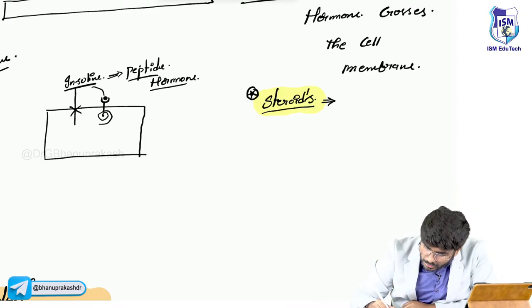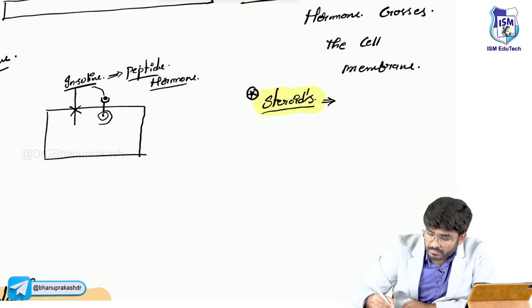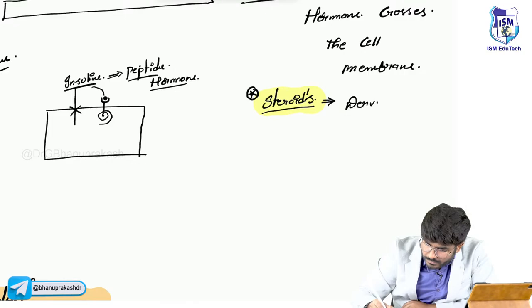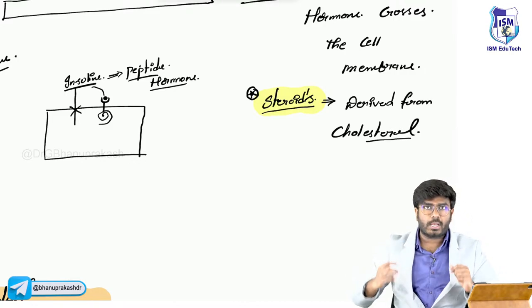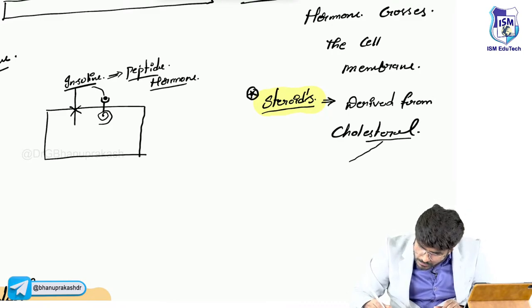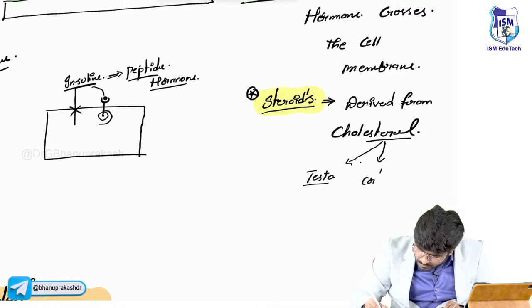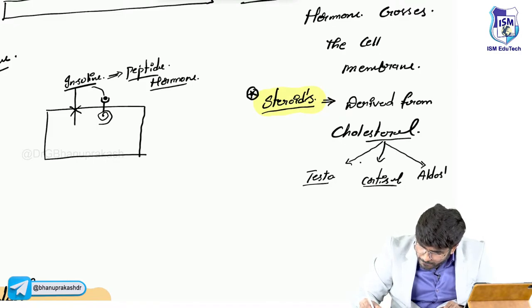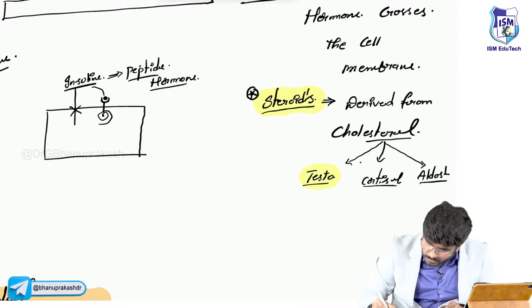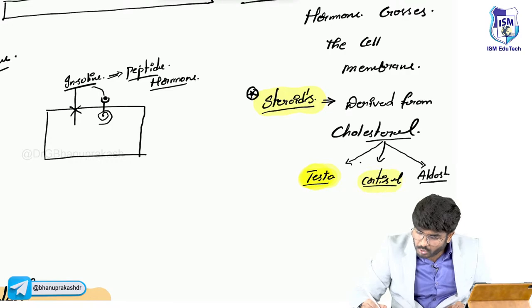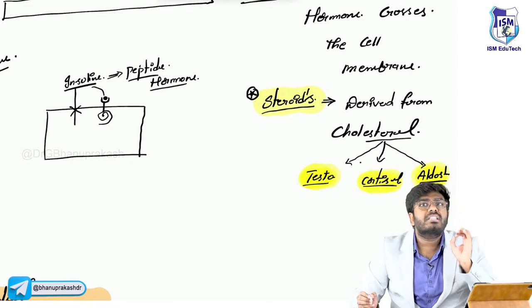Steroids means that hormone which is derived from cholesterol. See, for example, from the cholesterol, testosterone is going to be formed. From the cholesterol, cortisol is going to form. From the same cholesterol, aldosterone is going to form. Also estrogens. Testosterone, estrogen, cortisol, aldosterone, they are all examples of steroids.